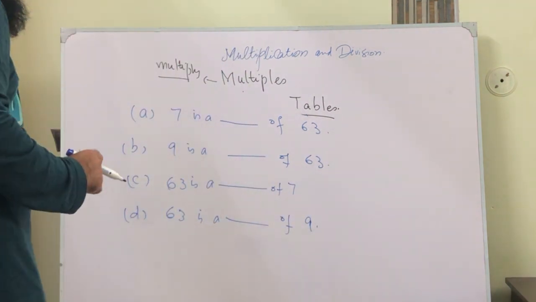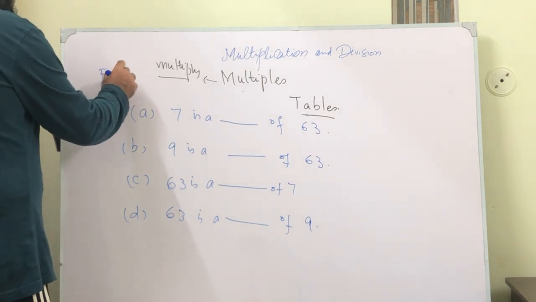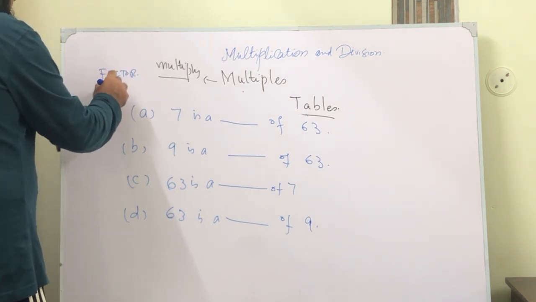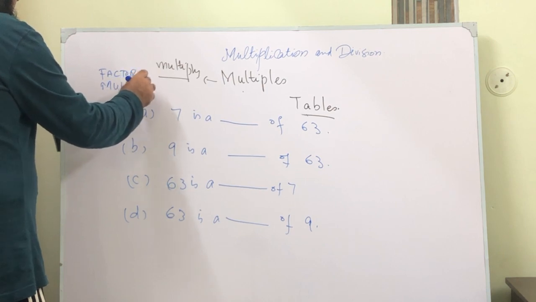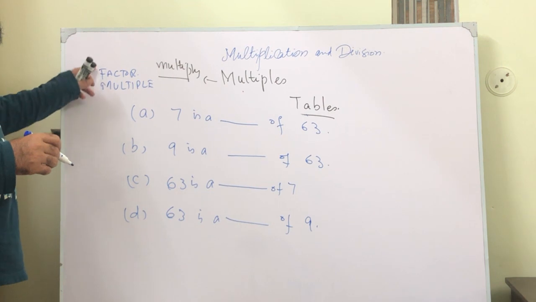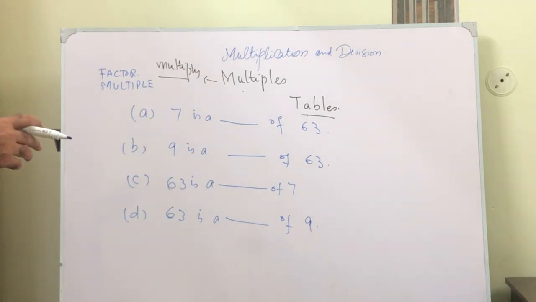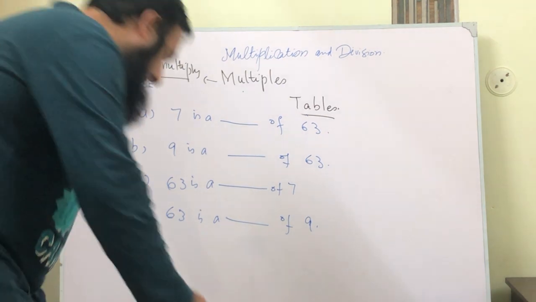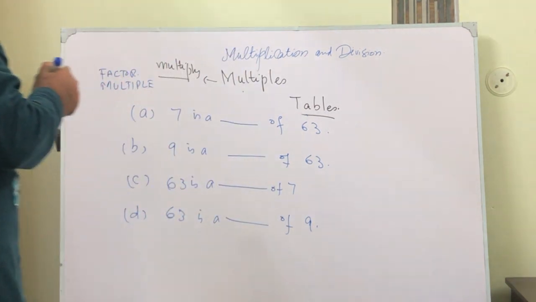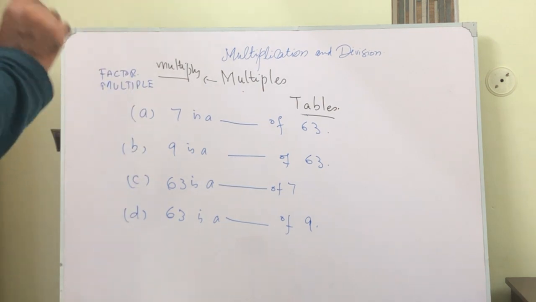So we need to fill in the blanks either with factor or multiple. We have two choices, and we need to use one of these to fill in the blanks. So we need to know the difference between multiple and factor. Multiple means the table of that number. Factor means the divisor, when we divide and we get the remainder 0.